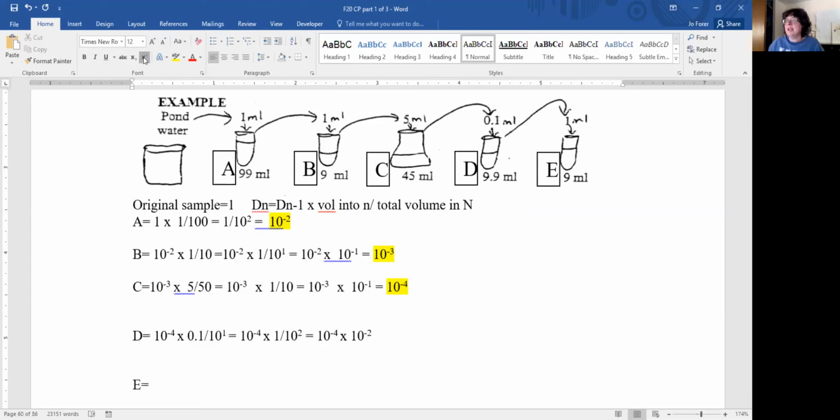That gives us a final dilution factor for this container of 10 to what? Okay, we have 10 to the negative 4 times 10 to the negative 2. What we do with exponents, when we multiply powers of 10, we just add the exponents together. So minus 2 plus minus 4 gives us final dilution here of 10 to the minus 6.